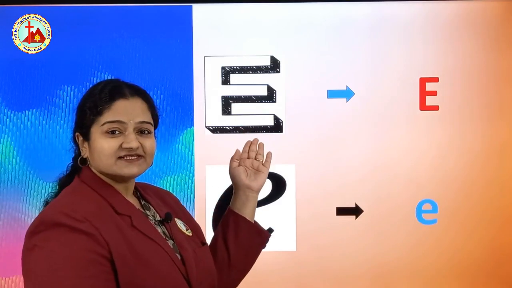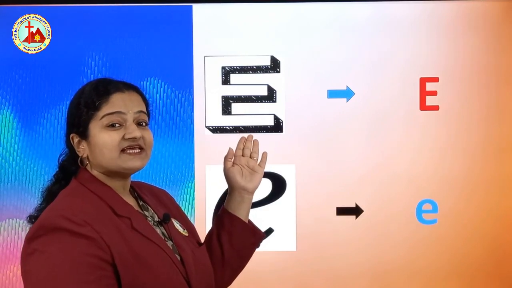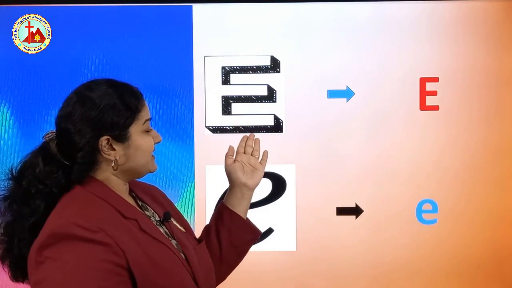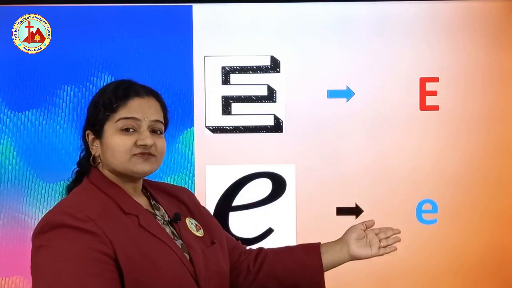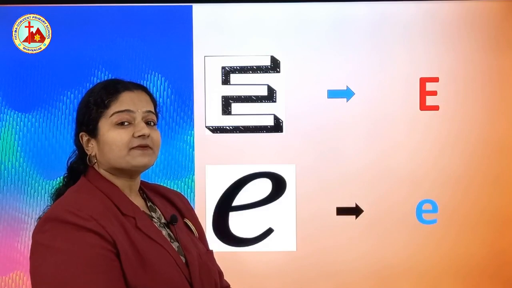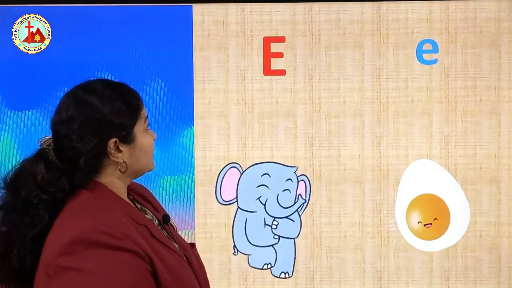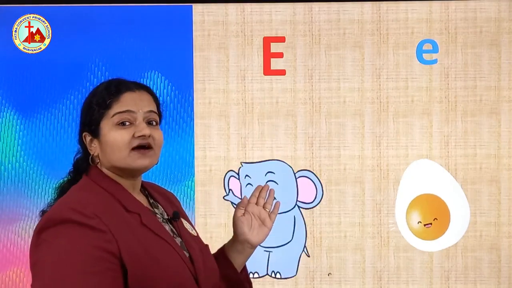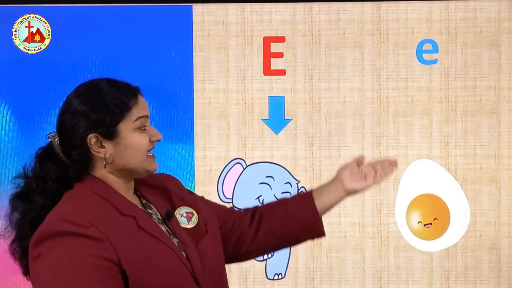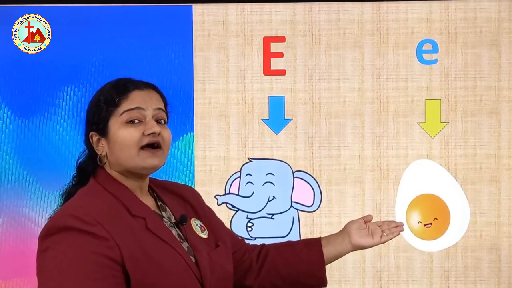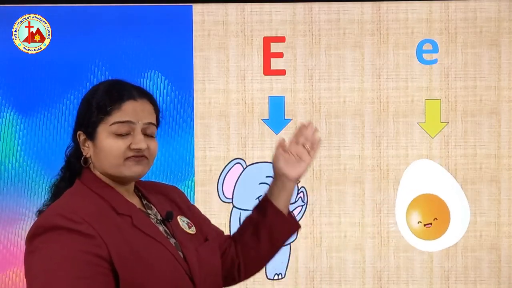Which letter is this? Yes, you are correct. This is E. E says A. Capital E, and this one is small e. Capital E, small e. Now we'll see the pictures which start from letter E. Now E says elephant. E says egg. Elephant and egg, they both start with E.